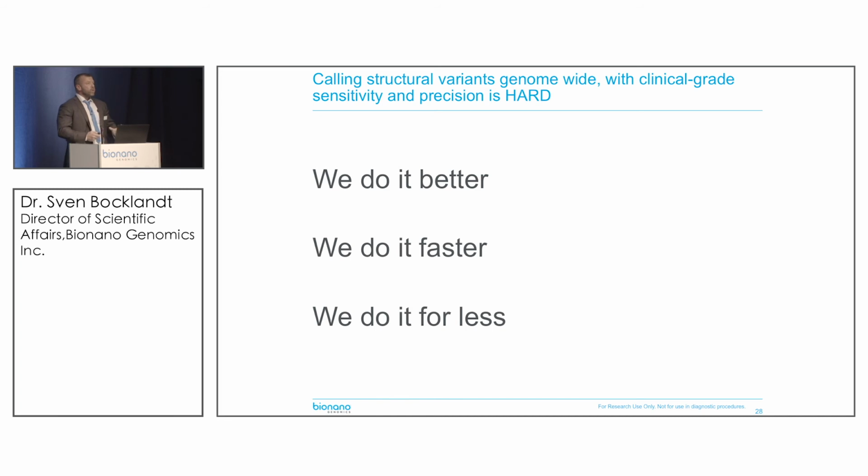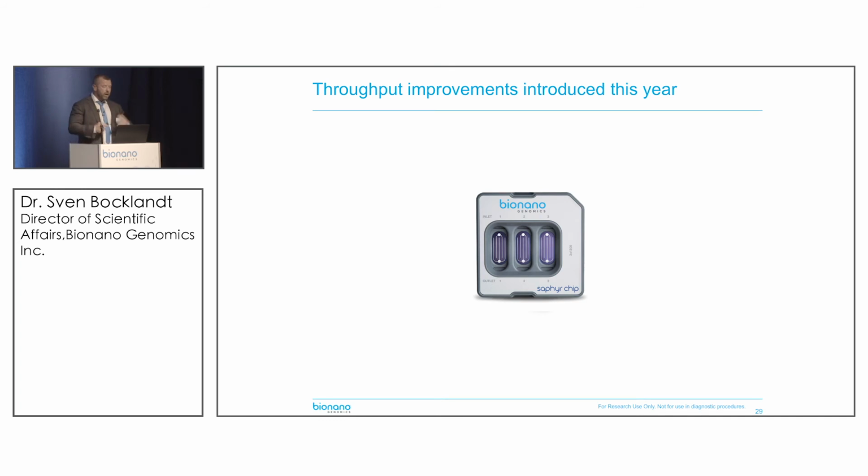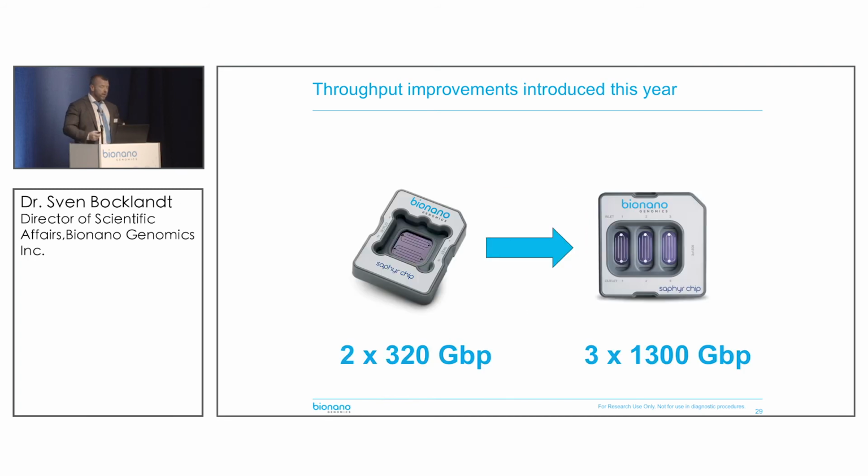Now, all this applies to diploid genomes, standard genetic disease type of cases, constitutional disease. How do you think these technologies perform on complex, heterogeneous cancer samples? Well, I can show you how we perform. We just made significant improvements to the throughput of our instrument and a new chip that comes with it. So now, in a single run, instead of getting about 100x coverage on a human genome in 2 flow cells, we now can get 3 times 1,300 gigabase pairs. So 1.3 terabase pairs or 400x coverage on 3 human genomes in a single run.